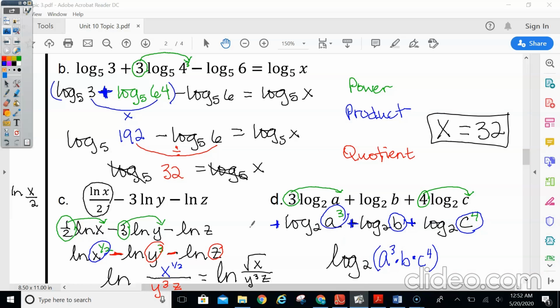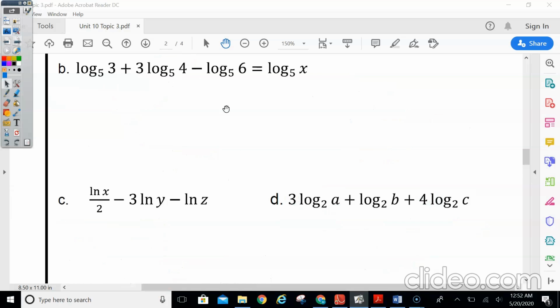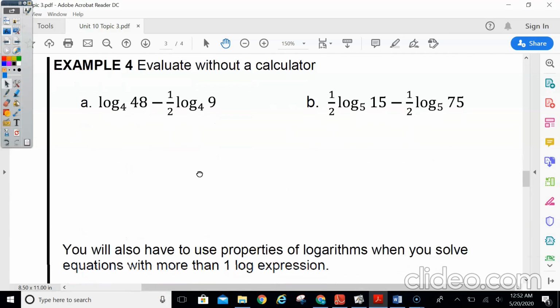Okay, so this is condensing. These two really don't give us an answer. This is where we get the answer, and we need it for these expressions. So these say evaluate with a calculator. So right now, 4 to what exponent is 48? Well, squared is 16, cubed is 64. So it's somewhere between 16 and 64, but I don't know where. So I can't just figure it out like this. So I have to condense it in order for me to figure it out.